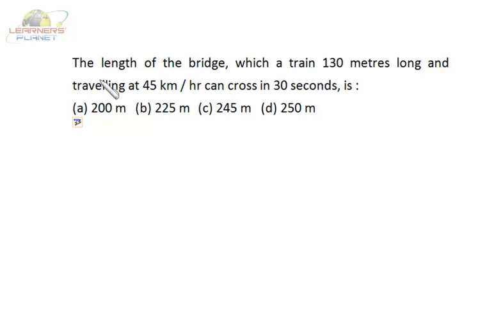Now let's try this question. The length of the bridge which a train 130 meters long and traveling at 45 km per hour can cross in 30 seconds is. A very simple question. In this case, the length of the bridge is missing, so that we have to find out. First of all, let's convert the speed into meter per second. So it is 45 into 5 by 18. So it is 25 by 2 meters per second, and we can say 12.5 meters per second.